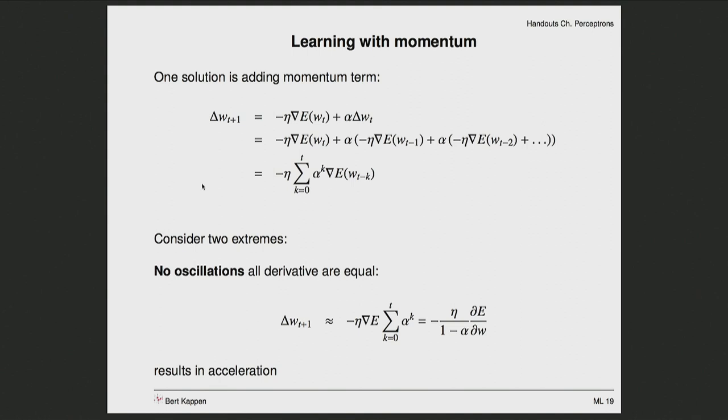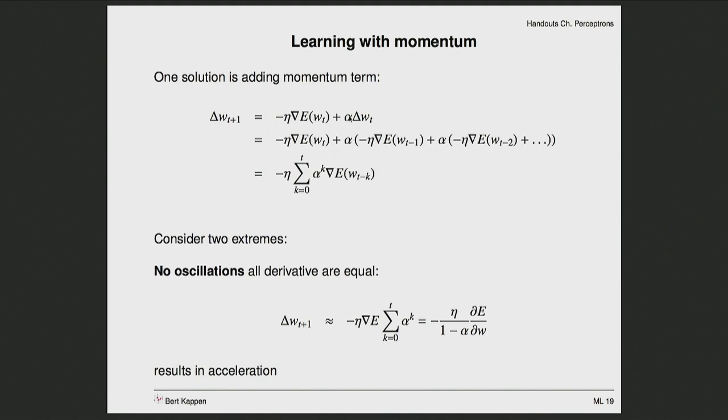Now the momentum term is like a massive particle that is moving, and the change is changing the velocity, but not directly the position, right? So you have a sort of momentum; it keeps on going before it's actually making the turn. It has a mass, and adding momentum to the learning rule is saying, okay, my step size is the gradient now, and a little bit of the old step size that I took, where alpha is a number between 0 and 1.